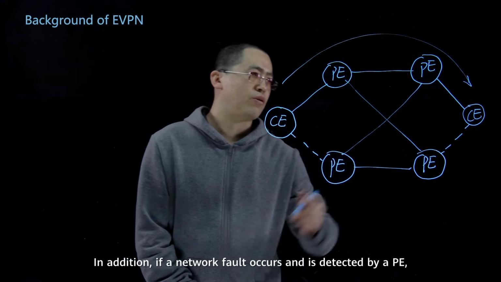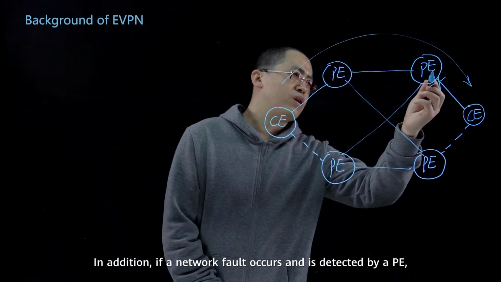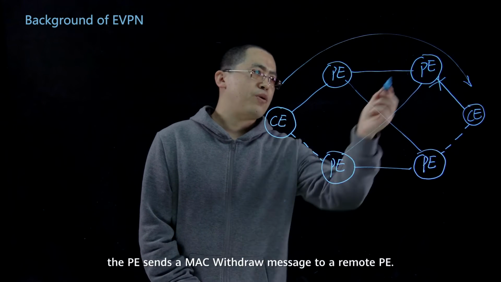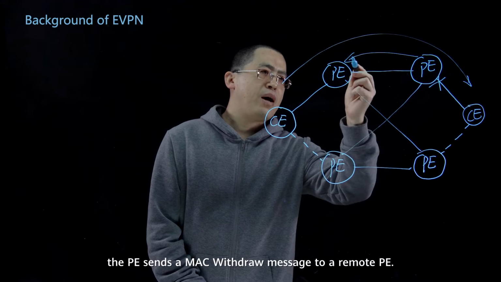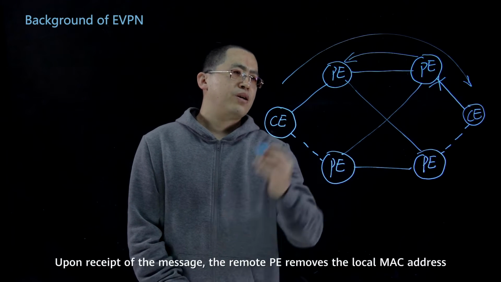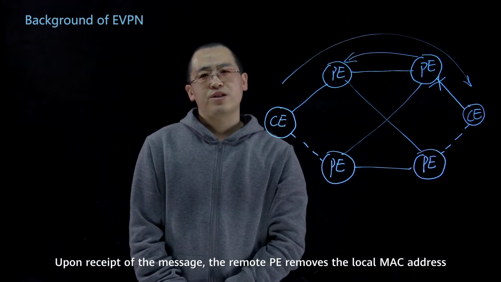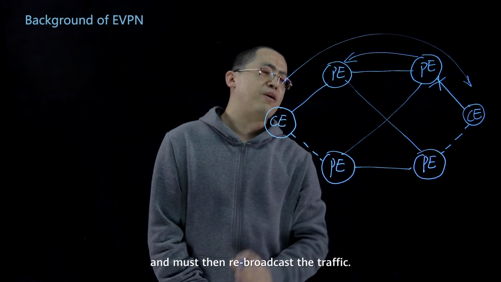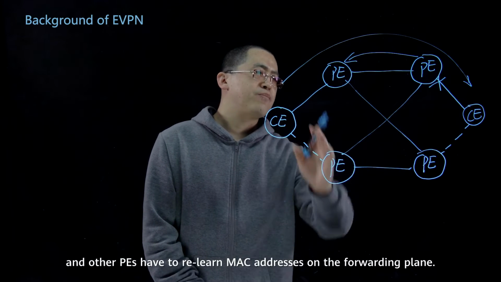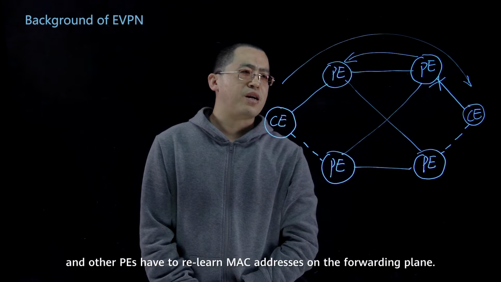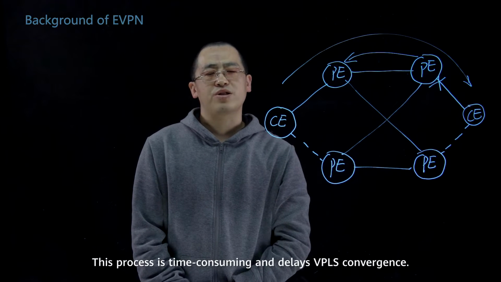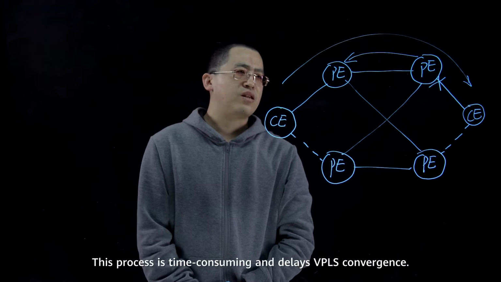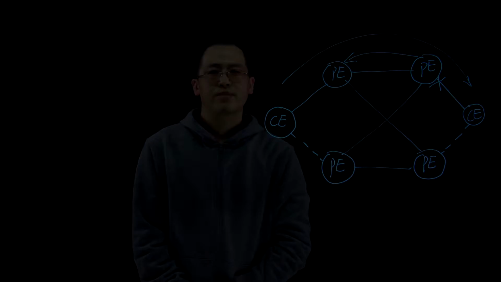In addition, if a network fault occurs and is detected by a PE, the PE sends a MAC withdraw message to a remote PE. Upon receipt of the message, the remote PE removes the local MAC address and must then rebroadcast the traffic, and other PEs have to re-learn MAC addresses on the forwarding plane. This process is time-consuming and delays VPLS convergence.